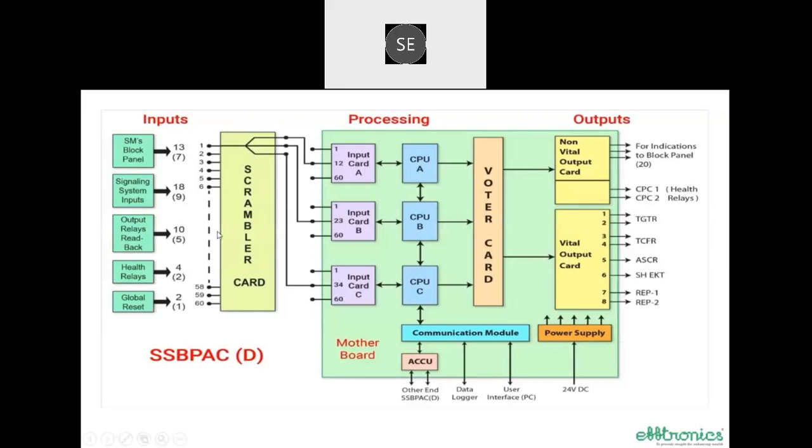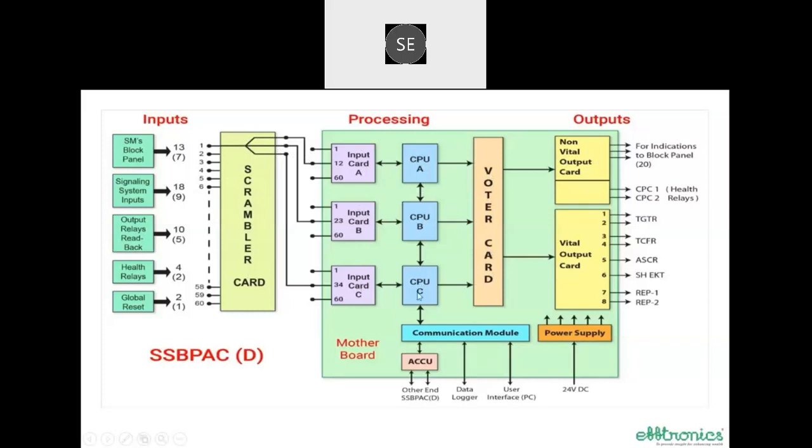So this will give us an idea when you look at the input and output in the same picture or the same diagram. All station inputs are wired as input to the block instrument through a scrambler card. This scrambler card scrambles them, dividing each input into 3, and applies them to input cards at different numbers. These input cards provide the output to the CPUs, and the CPUs process and deliver the output to the voter. The voter compares the 3 outputs, and if all conditions are okay, then this voter card drives the vital and non-vital output cards.